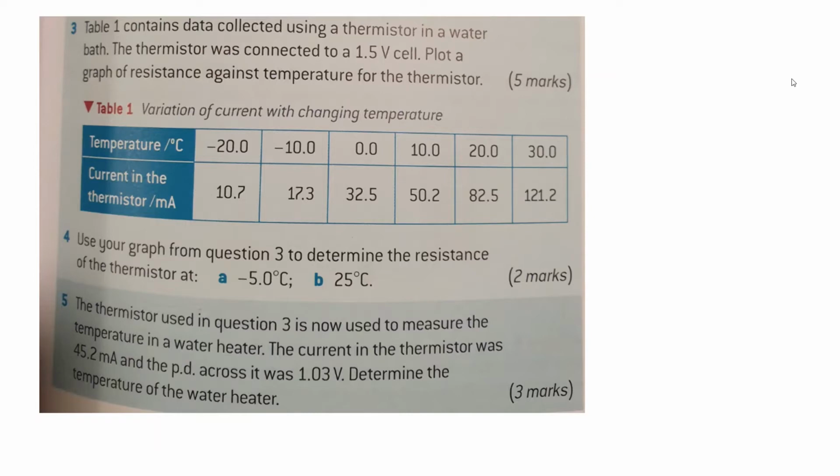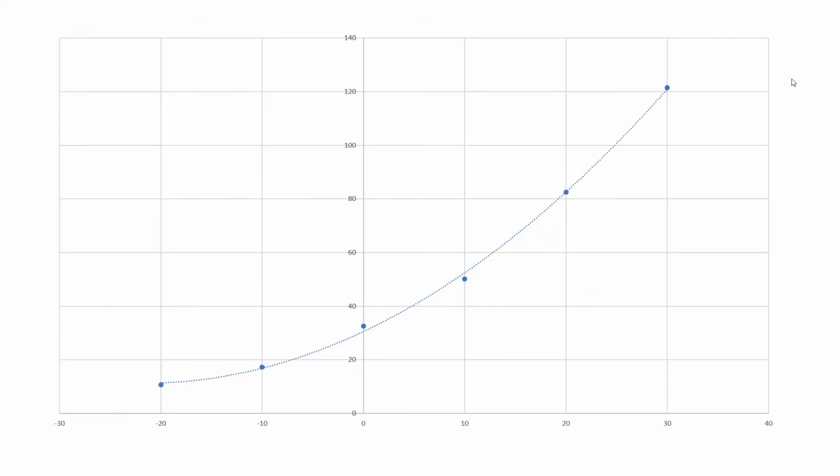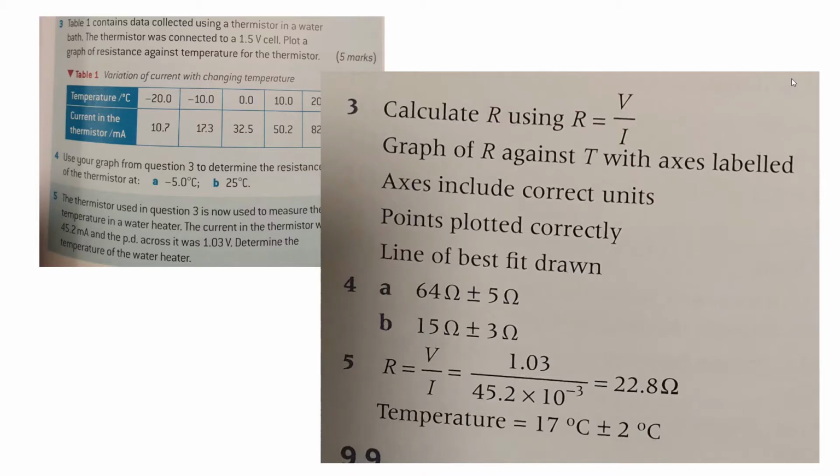Now I have drawn a graph, but the graph is current against temperature. So this is the graph of current against temperature, but you need to draw a graph of resistance against temperature. I mean, you are perfectly allowed to use this graph to answer the questions, but you would need to draw a resistance against temperature graph. Alright, so the answers to questions 3, 4, and 5 are on the screen now.